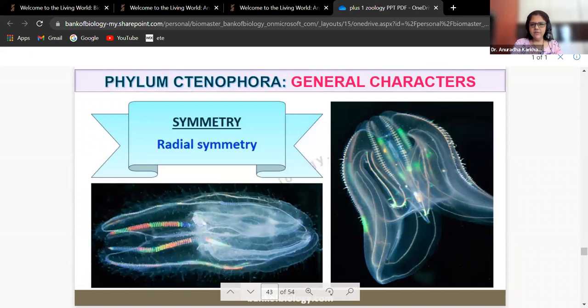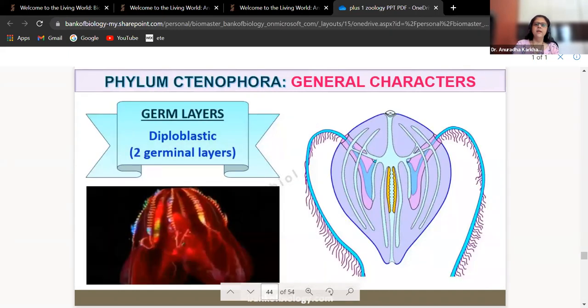Symmetry is radial symmetry. You can see how beautiful the pictures are. You cut them along whichever plane, you are going to get two equal halves. So symmetry is radial symmetry. Germ layers, diploblastic. They have got two germ layers. Here you can see the actual picture and this is the diagrammatic representation. Okay, so you can see very well. This is the way the organism looks.